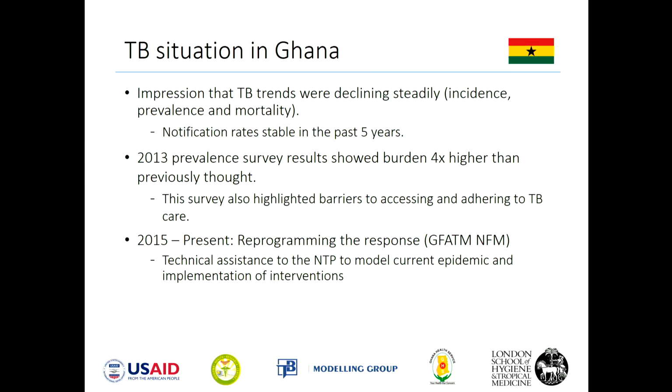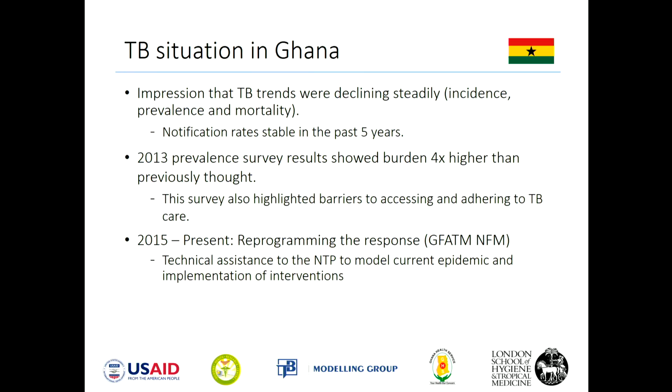So we thought that we were doing quite well in controlling TB in Ghana. All the main TB indicators had declining trends over the last few years. Notification rates were quite stable. But in 2013, when Ghana undertook a national TB prevalence survey, the findings actually showed that Ghana had a generalized epidemic with a burden which was 4 times higher than we previously thought.